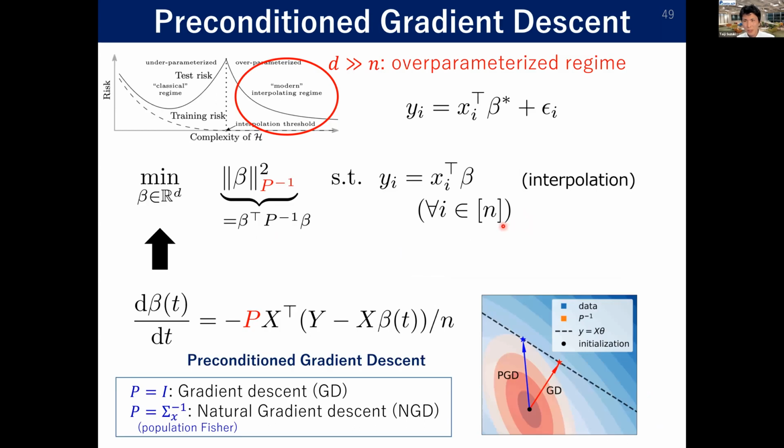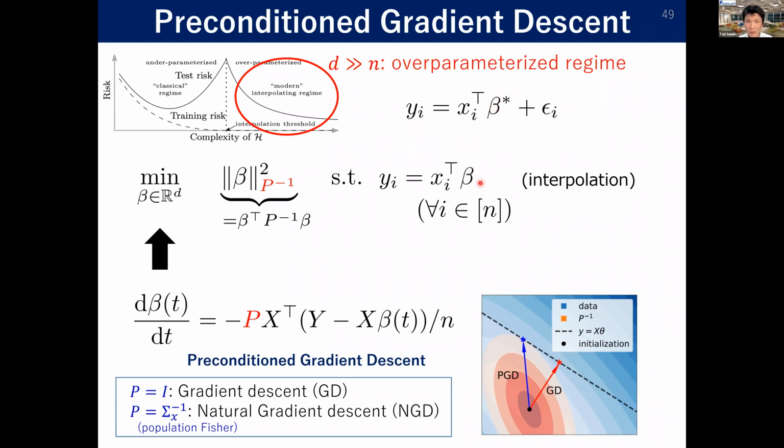Because we are considering the overparametrized setting, it is included in this double descent regime. To analyze that, we consider overparametrized settings where the dimensionality D is much larger than the sample size. Moreover, instead of neural networks, we consider a very simple linear model. Here, beta star is the true signal, and we want to estimate this from the n data points.